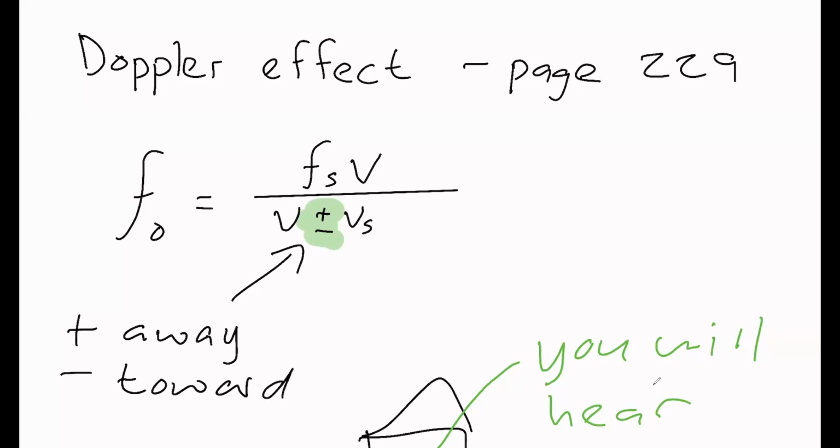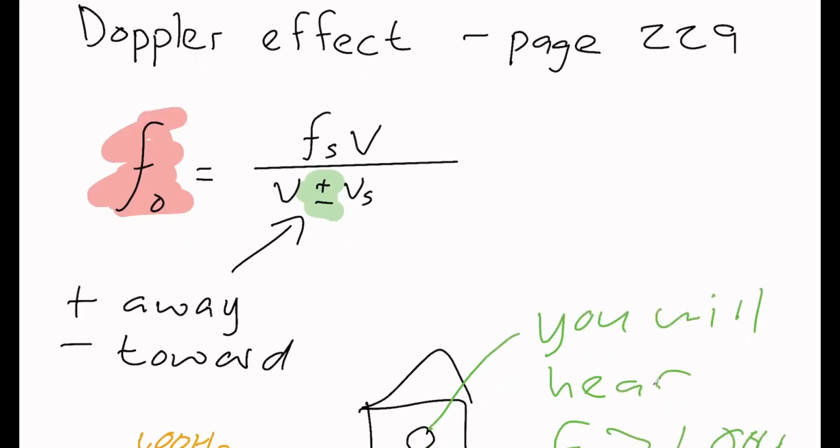Now, whether you use positive or negative, let's say you forget which one is which, the outcome or the observed frequency, whether it's higher or lower, will tell you whether you use the right one or the wrong one. So if you get an answer that's higher than the original frequency, it means that it's coming towards you. And if you accidentally use the wrong one, you would get an answer that's slightly smaller. Everyone happy so far? In other words, this equation gives you two different answers depending on whether it goes towards or away.